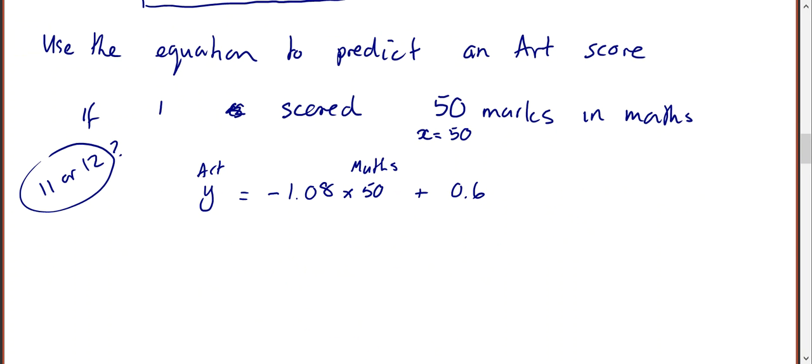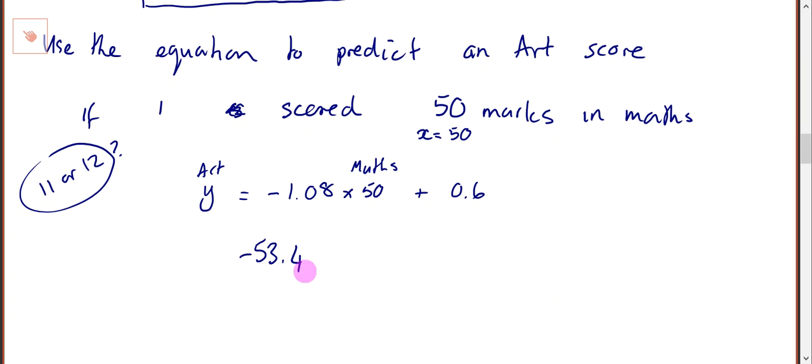Okay, guys, have you confirmed what you get? So what did you get? Negative 53.4. That doesn't seem right. Negative 53.4.